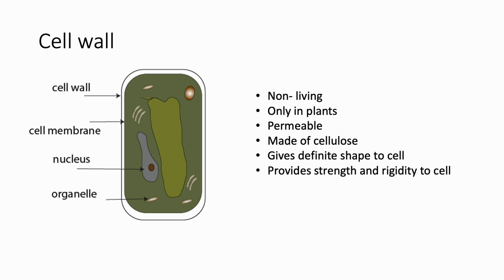Permeable. The cell wall is made of cellulose. The cellulose doesn't get easily digested in humans, and therefore plants form roughage because it adds to the bulk of the stool and you don't get constipation. So it's important for all of us to consume plants. The cell wall gives a definite shape to the cell, and it provides strength and rigidity to the cell.